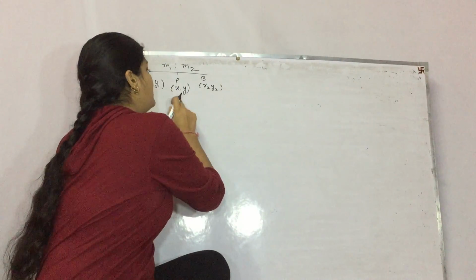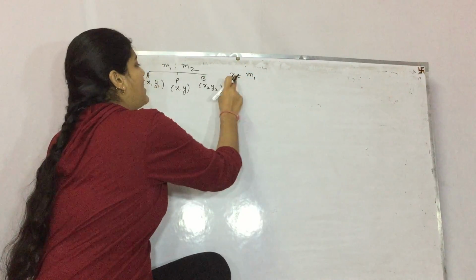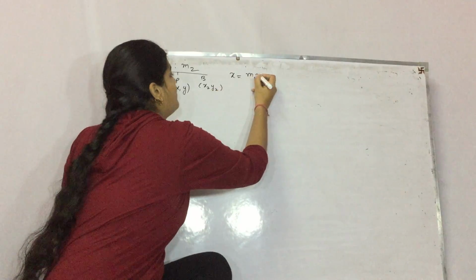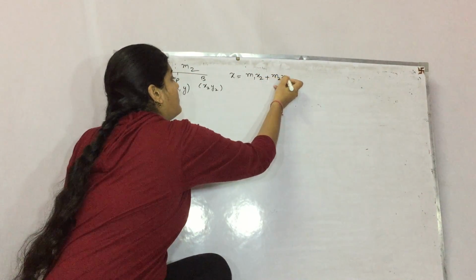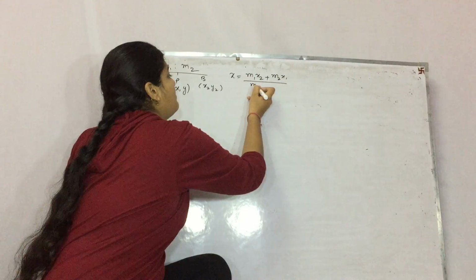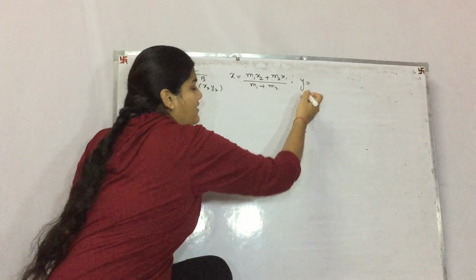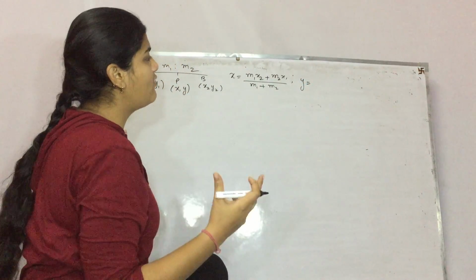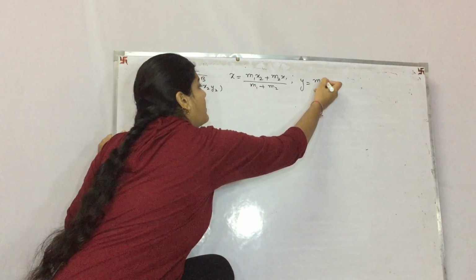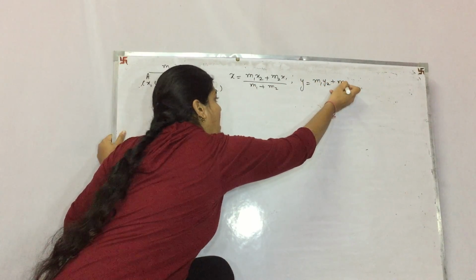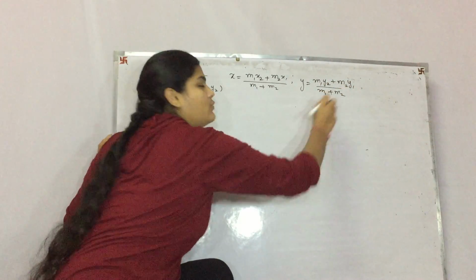Then you can calculate this point by using the section formula, which for the x coordinate is (n1 x2 plus n2 x1) over (n1 plus n2). Similarly, if there is a need to find the value of y, then it is (n1 y2 plus n2 y1) over (n1 plus n2).